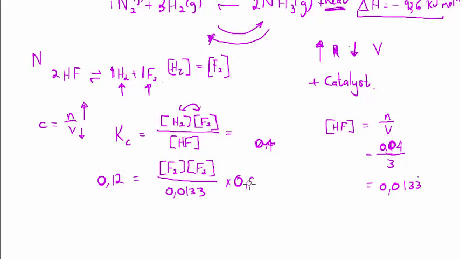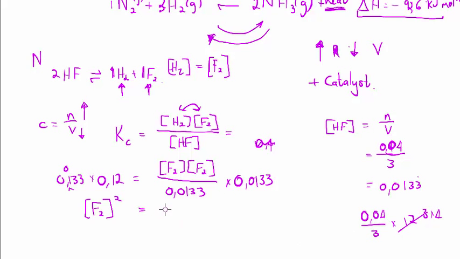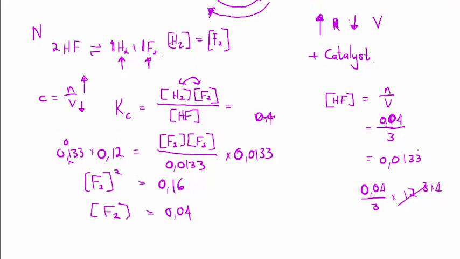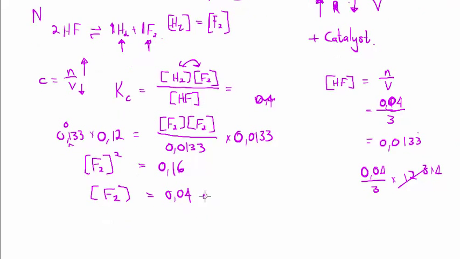0,0133. And so now if I multiply both sides, on the one side I have now that fluorine squared is equal to, this was 0,04 over 3, that's now multiplied with 12, which is 3 times 4, so these cancel, so this is 0,16, and so fluoride, if I take the square root on both sides, I should get 0,04 mole per cubic decimeter.